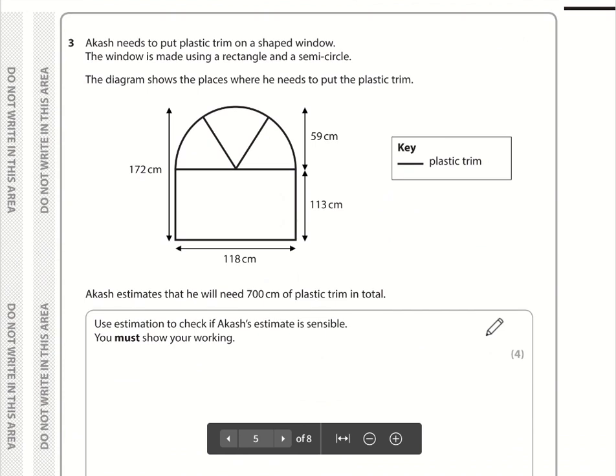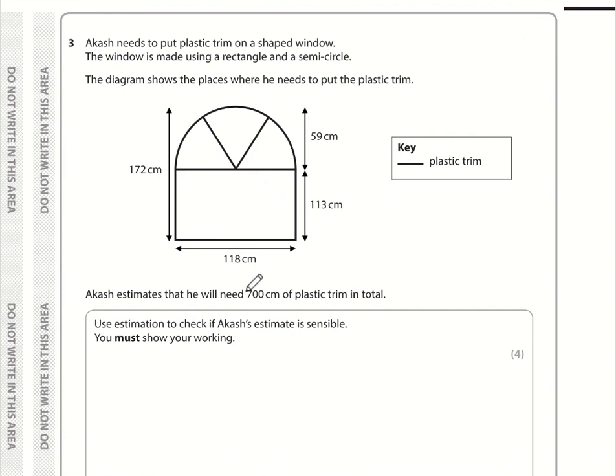Okay, so for this question here, we just need to calculate, well, first of all, let's just write down exactly. I know it just says estimation. So we've got 118 along the bottom. We've got another 118 here. We have 113 here and another 113 here.